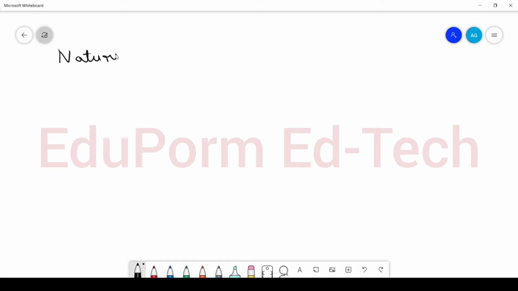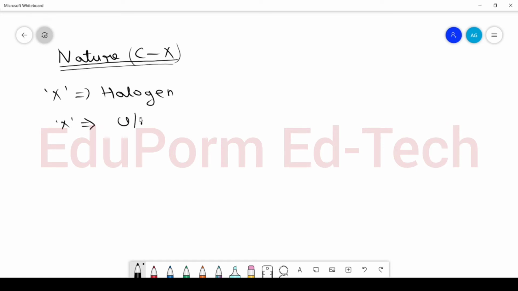The topic of the day is the nature of the C-X bond in haloalkanes and haloarenes. The nature of the C-X bond in haloalkanes and haloarenes. So, the X means halogen. X represents halogen. Halogen means the elements of group number 17. As I have already told in my previous lecture, in case of haloalkane and haloarene, the most common halogens are chlorine, bromine and iodine, but X may also represent fluorine and astatine.